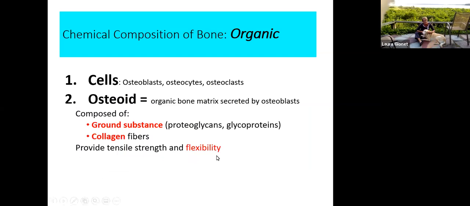All right, the chemical composition of bone. We have organic components and inorganic components. Sort of like when we were looking at the connective tissues, we were talking about the cells and then all the matrix found between the cells. Of the organic portions, we have cells and then osteoid. The cells of bone are either osteoblasts, osteoclasts, or osteocytes, which we just described. The osteoid is the organic matrix, secreted by osteoblasts, that contains what's called ground substance, which has lots of proteoglycans and glycoproteins, so combinations of carbohydrates and proteins, and a lot of collagen fibers that give compact bone flexibility.